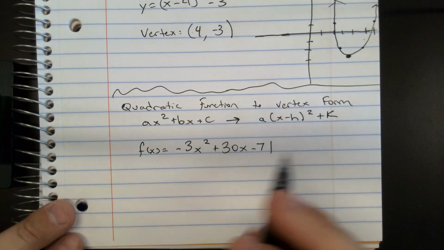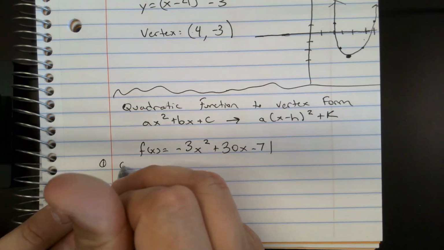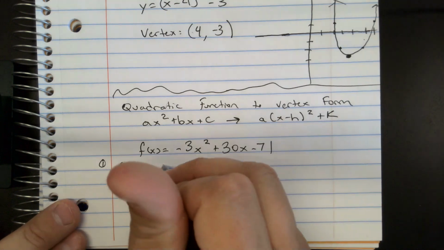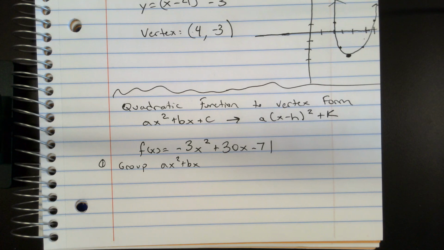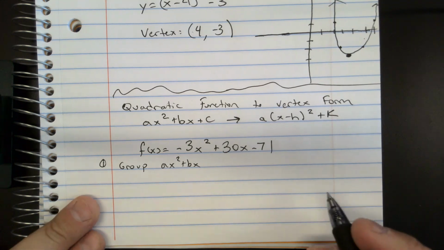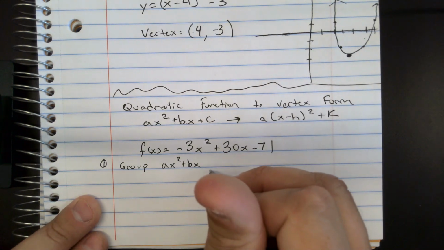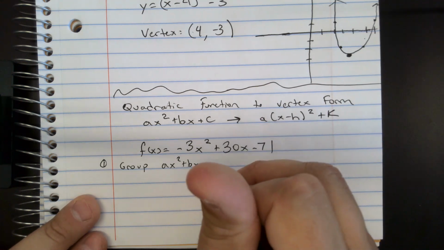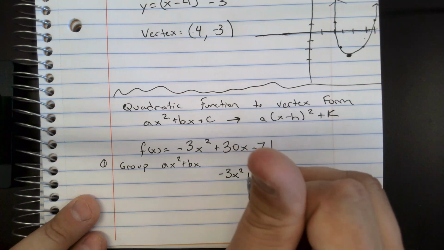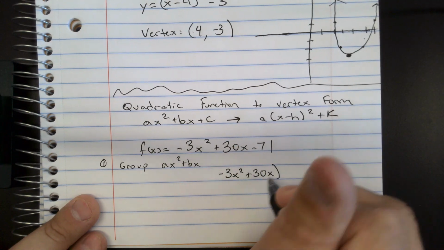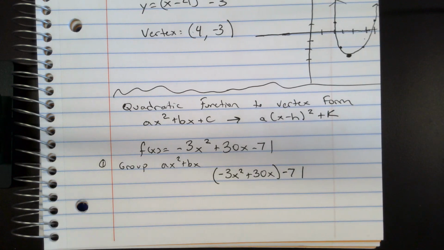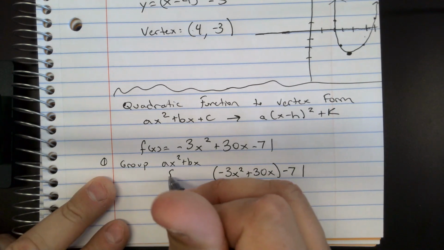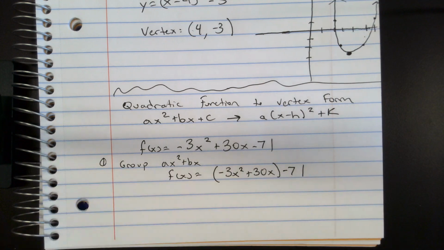Step number 1. Group ax squared plus bx. Yeah, so that's why I had to teach that before this. The only thing different is it is going to look a little bit funny. So now this is f of x equals that.